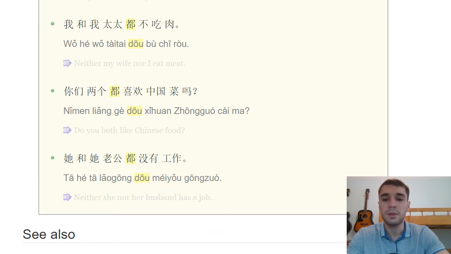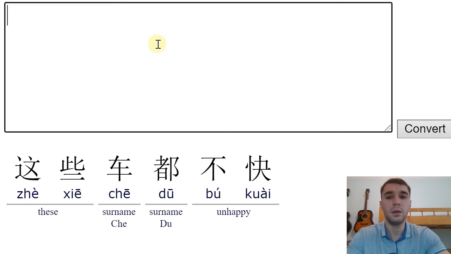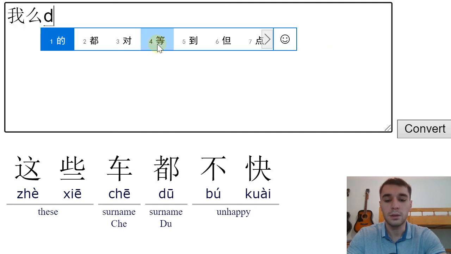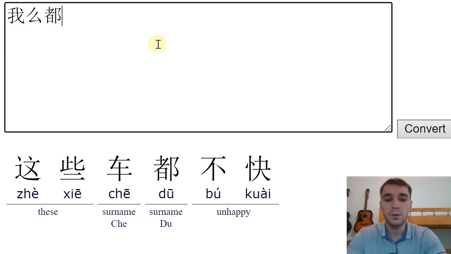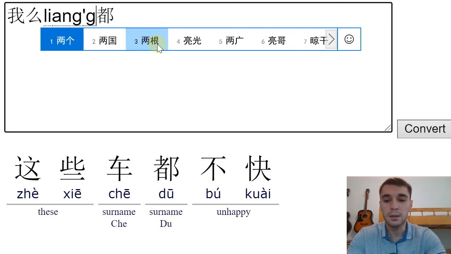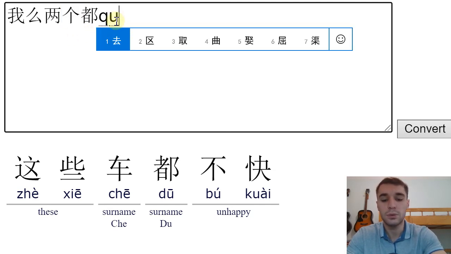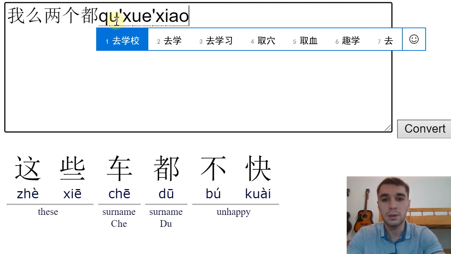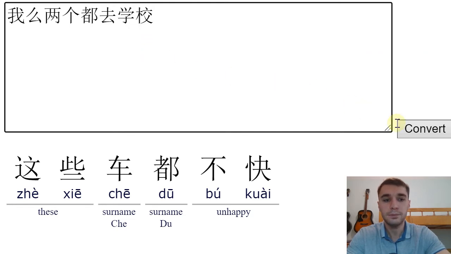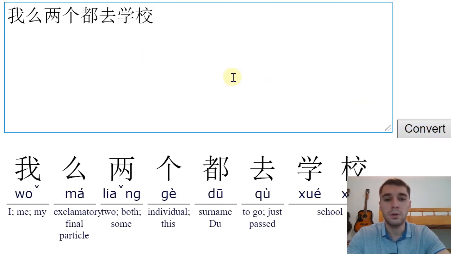Okay, can you say for me? We both don't go to school. 我们都, right? We all or we both, you can just say 我们两个. 两 means two. Good, just a counting word. 我们两个都去学校. We both don't go to school.